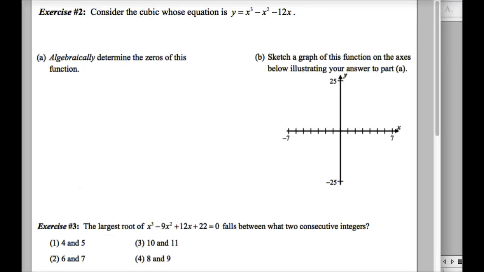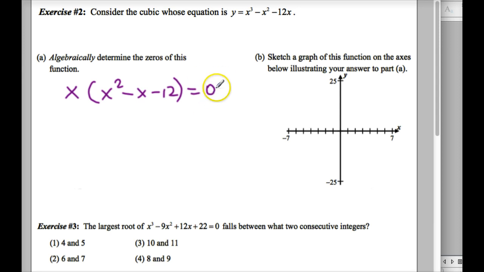Moving along, we have this cubic function, and I want you to algebraically tell me the zeros. So, the first thing I want to do is look at this function up here. What do they have in common? I see they all have an x in common, so I'm going to take that x out, and I'm left with x squared minus x minus 12 equals 0.